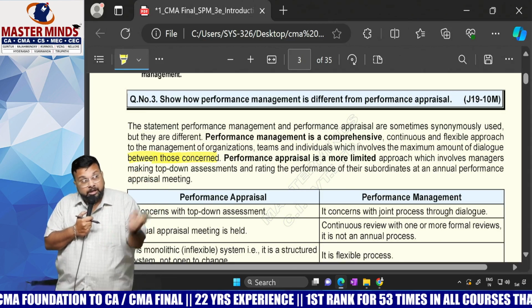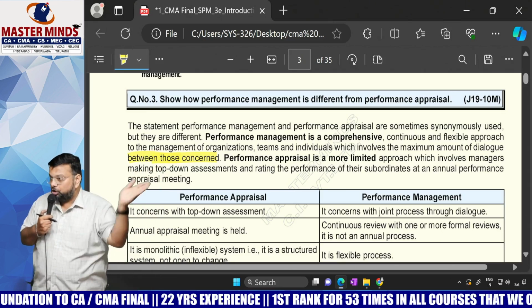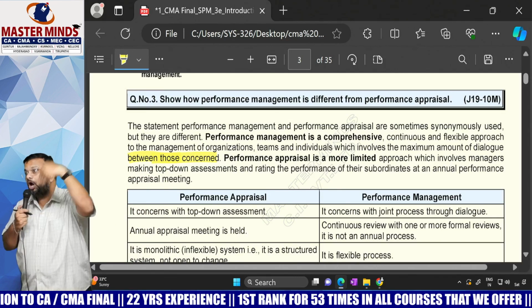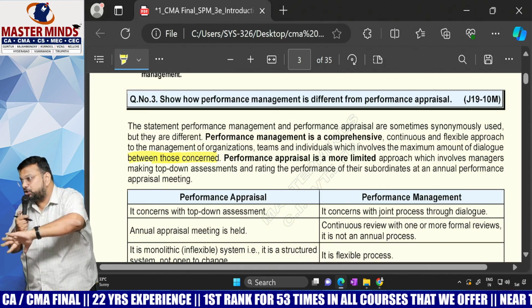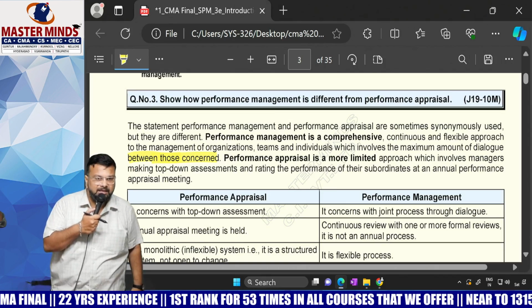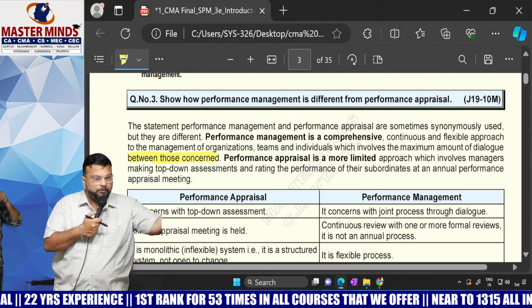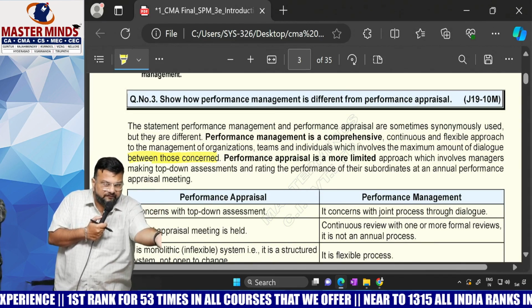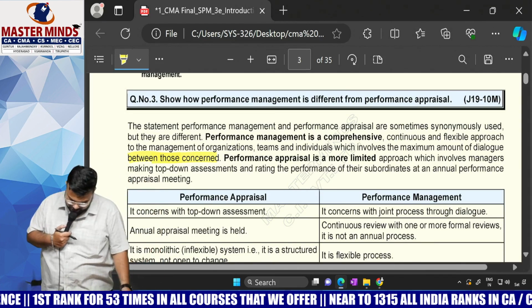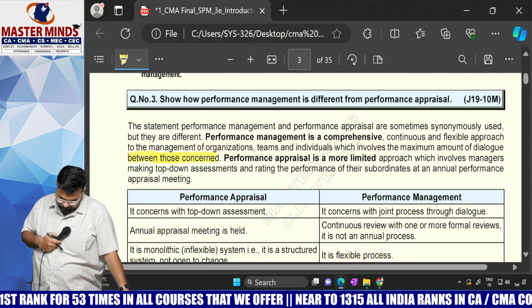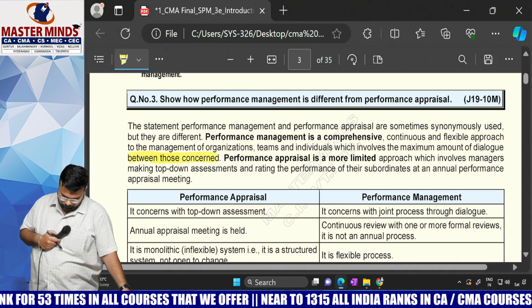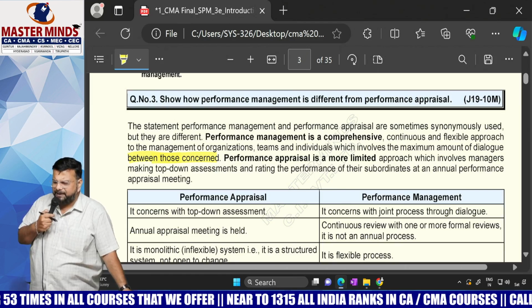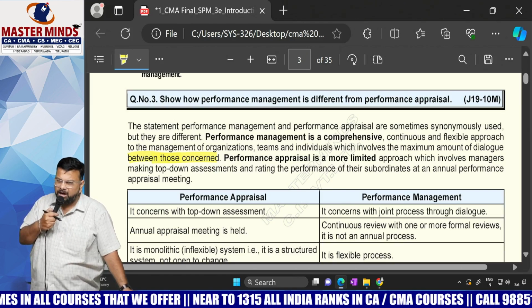Superior to subordinate, top to bottom, or top-down approach. Bottom-up approach means subordinate to superior. Am I clear? So here appraisal will be done from top to down. That means generally a superior will appraise the performance of his subordinate, rating the performance of their subordinates at an annual performance appraisal. Generally, appraisal can be done twice a year or annually.